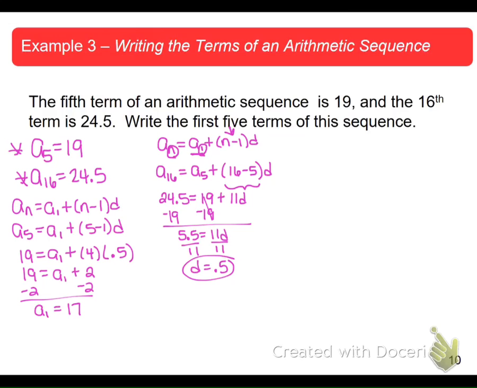Now, I have different options on how I want to do this. I found a sub 1. Now I can use my equation to find a sub 2, a sub 3, a sub 4, and a sub 5. Or I can use the fact that my common difference is 0.5 and go from there. So I'll show you both ways.